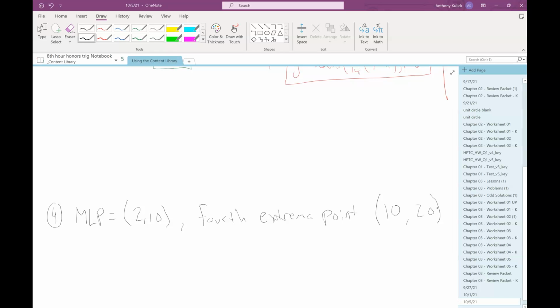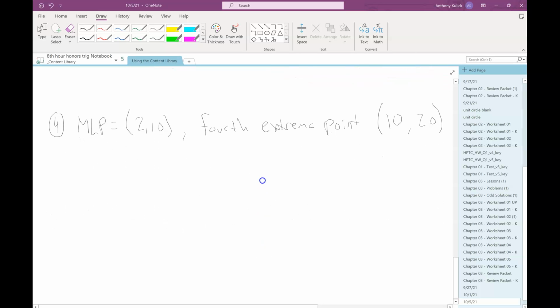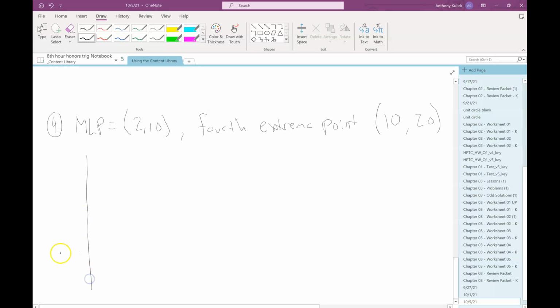Okay, let's say that here we're given that we have a midline point of (2, 10), and the fourth extreme point after that is (10, 20). So I'm going to start by drawing a picture to kind of represent what's going on. So, (2, 10) is here. And then we have a fourth extreme point at (10, 20). Obviously I know that that extreme point is going to be a maximum, right? How can I tell that? I just look at the y-coordinate, right? 20 is bigger than 10, so that's got to be above it. Everybody's okay with that?